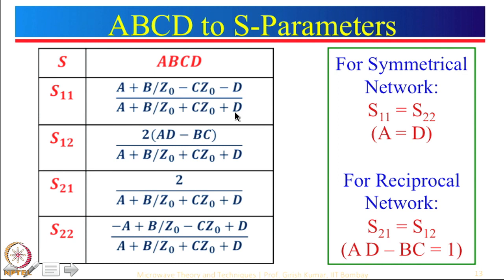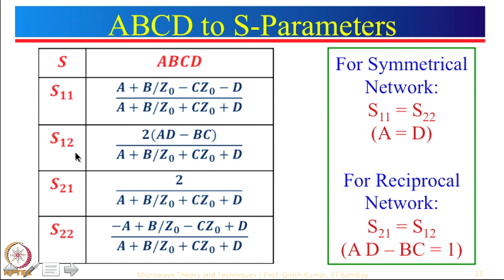Now, let us look at the numerator. First we will look at the numerator for S11 and S22. If we again think normalized, this is A plus B minus C minus D. Now, you look over here, here A has become minus A, and minus D has become plus D. Otherwise, these two terms are exactly the same. So, we can now say, if A is equal to D, and we had seen that is the condition for a symmetrical network, this term will get cancelled. So, that means S11 is equal to S22. So, you can say for a symmetrical network S11 is equal to S22, or A is equal to D; you can derive either from here or from there.